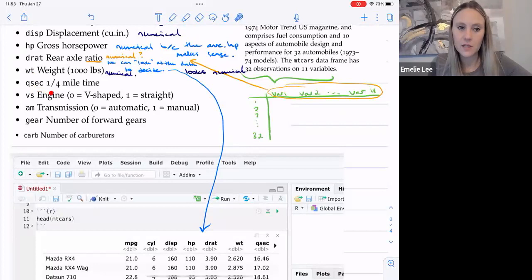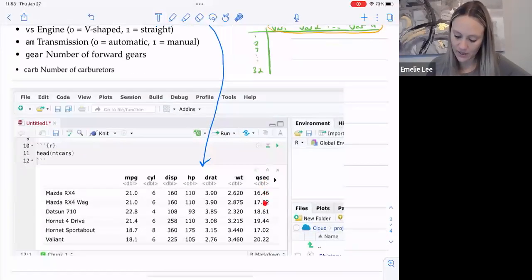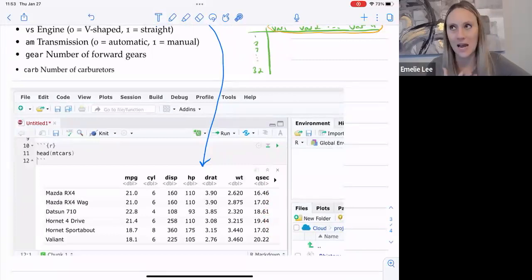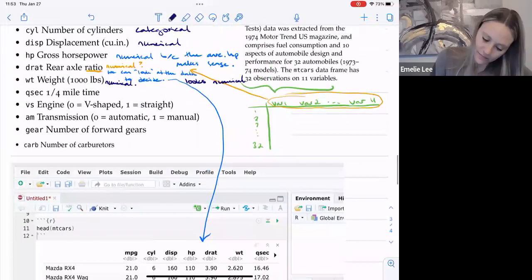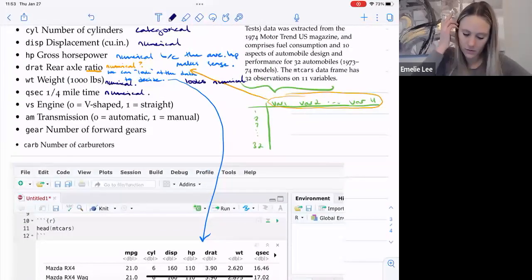Qsec is the quarter mile time, so how long does it take to drive a quarter mile? I guess probably at top speed. Again, we can rely on the data, and it looks numerical to me. Also, time has a unit, in seconds. So I'm going to call this numerical.